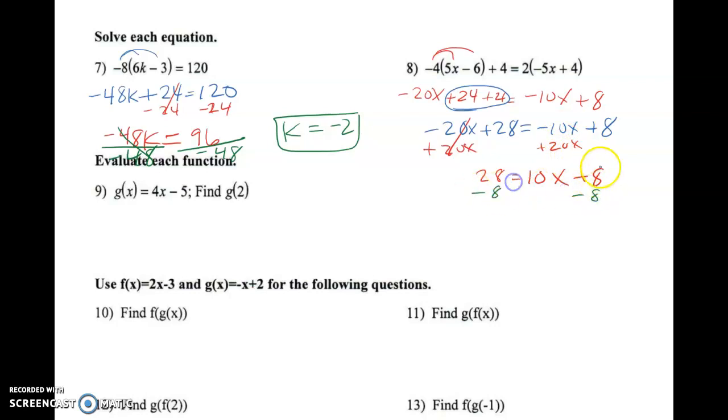Subtract 8. 20 equals 10x, divide by 10, so x equals 2.